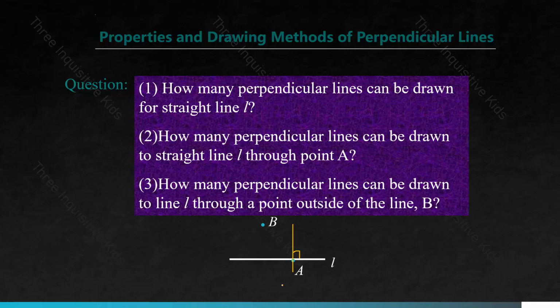Now the third question. So for the second question, that would be only one. Only one perpendicular line can be drawn to a known straight line through a given point. And question 3 is not that different, except that point B cannot be on that line. It has to be outside of the line. So still, just like the previous question, create a perpendicular line, and that is the one and only line that is perpendicular to line L that passes through that one point.